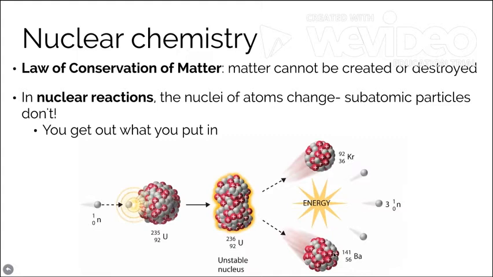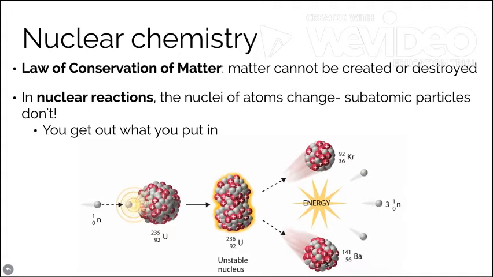So now what's going on? You should remember from the last section that it's the number of protons in the nucleus that tells you what element you have. So what's going on in this is that we started with an atom of uranium with 92 protons, and in our products we have two different elements. We have krypton with 36 protons, and we have barium with 56 protons. So now this is different from the chemical reaction because we have changed the elements that we started with.